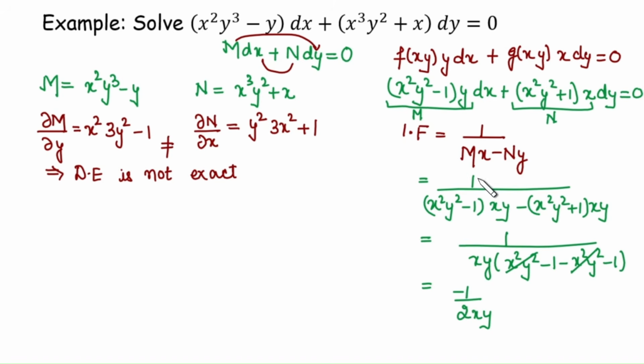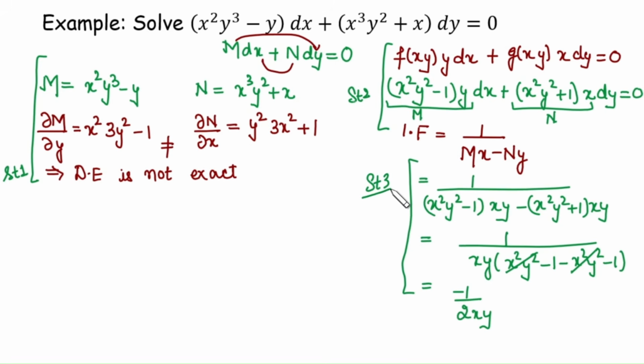Now once we have the integrating factor, next step is we will multiply this equation with the integrating factor. So this was the step number 1. And this is the step number 2. And here we have calculated the integrating factor, that is step number 3. So next step is multiply the given equation with the integrating factor, and you will get an exact differential equation.